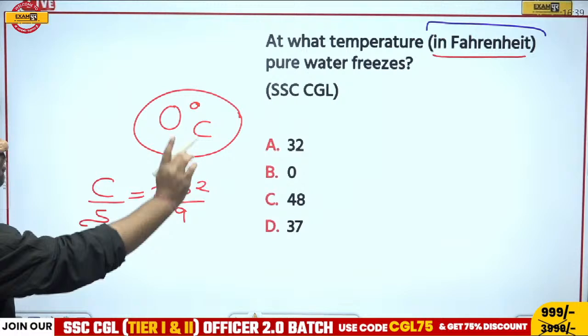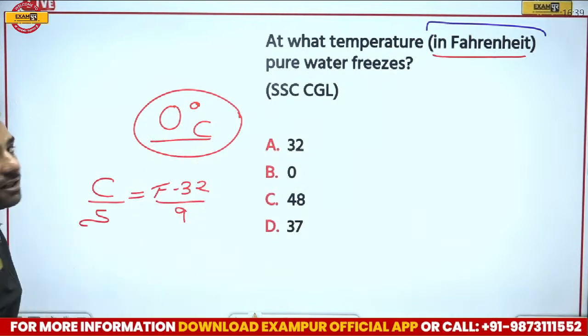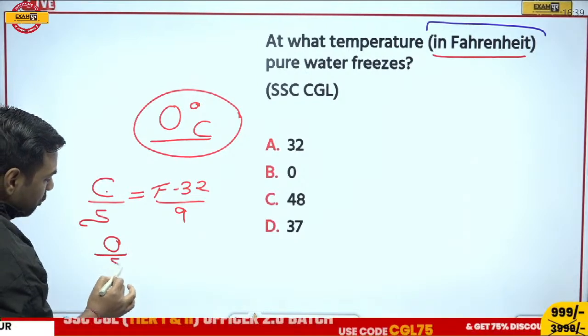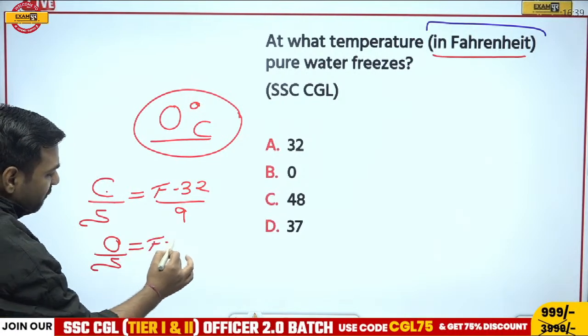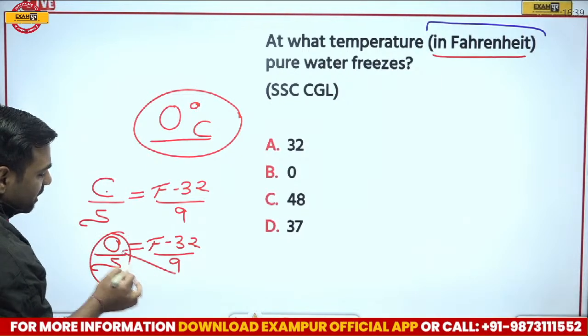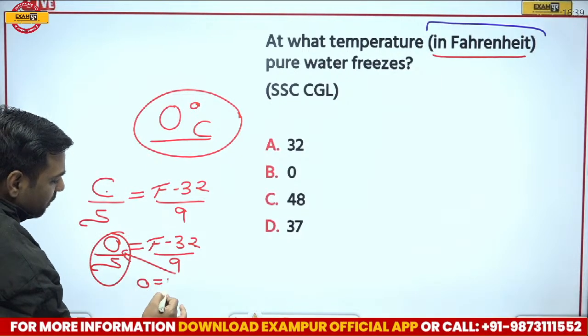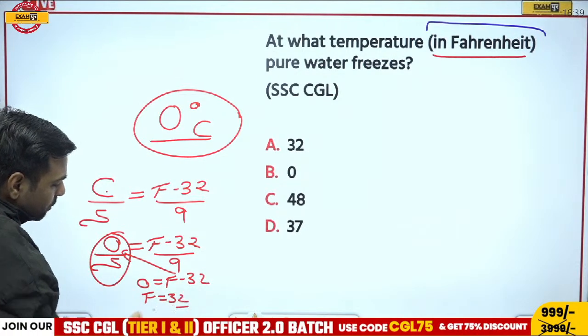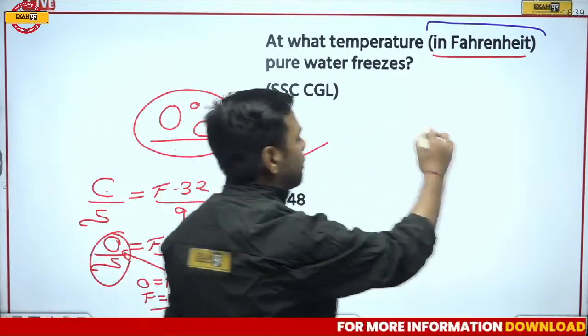Now since we know that water freezes at 0 degree centigrade, if I put the value 0 over here, it will be 0 by 5 is equal to F minus 32 by 9. Now this will be 0, so 9 into this will be 0. So what is left? 0 is equal to F minus 32 and F will be equal to 32. So yes, the correct answer is going to be 32, that is option number A.